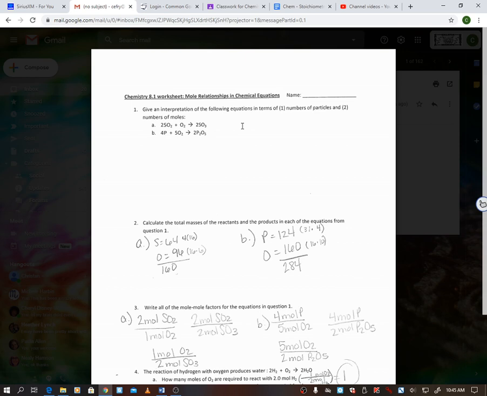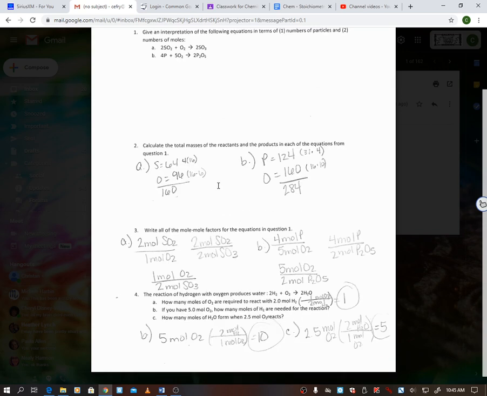The answer for B would be 4 moles of phosphorus added to 5 moles of oxygen gas produces 2 moles of P2O5, or you could actually write that out as 2 moles of diphosphorus pentaoxide. So that's all they're wanting. It's just basically for you to write this down like you were reading it.